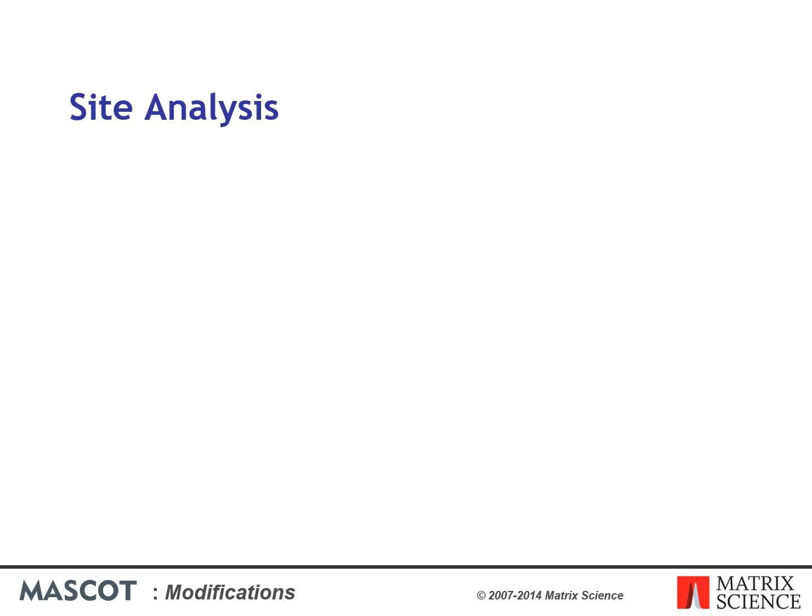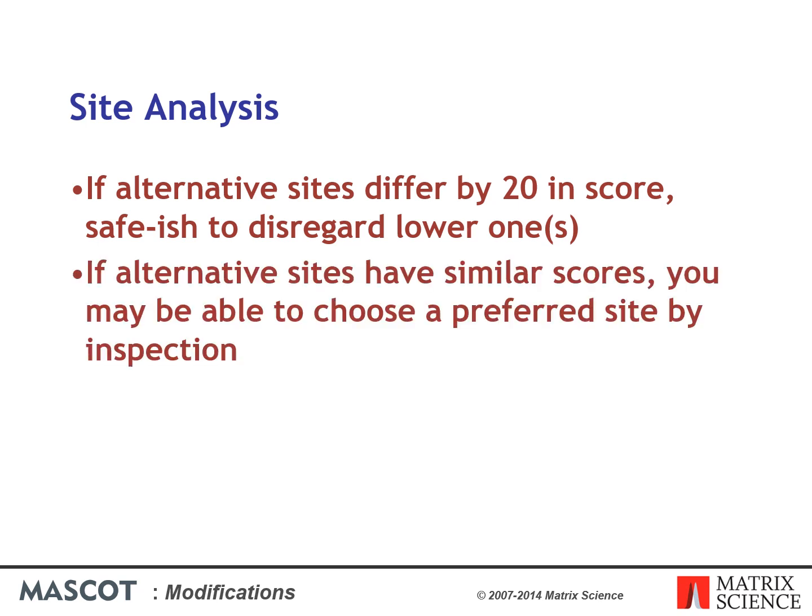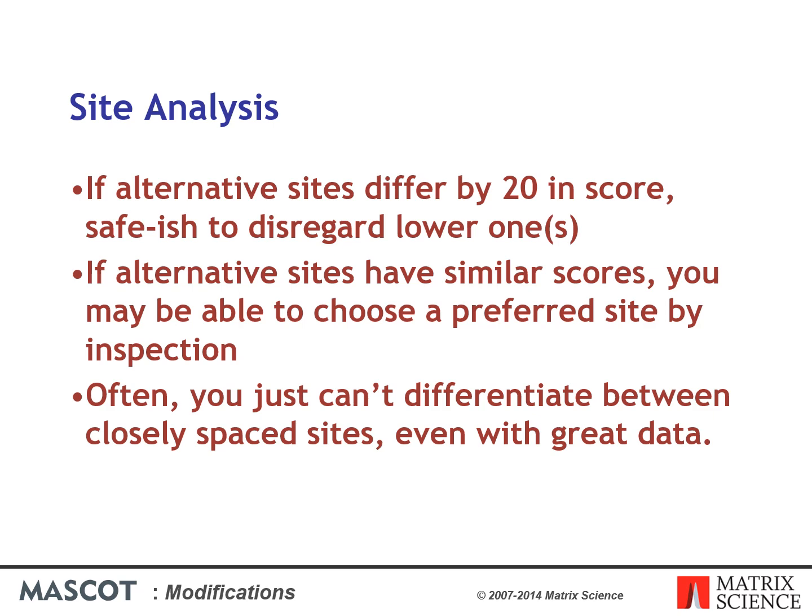These are our suggested guidelines when using Mascot for site analysis. If alternative sites differ by 20 in score, safe-ish to disregard the lower ones. If alternative sites have similar scores, you may be able to choose one by inspection, but be careful, one peak is just one peak. Often, you just can't differentiate between adjacent sites, even with great data.